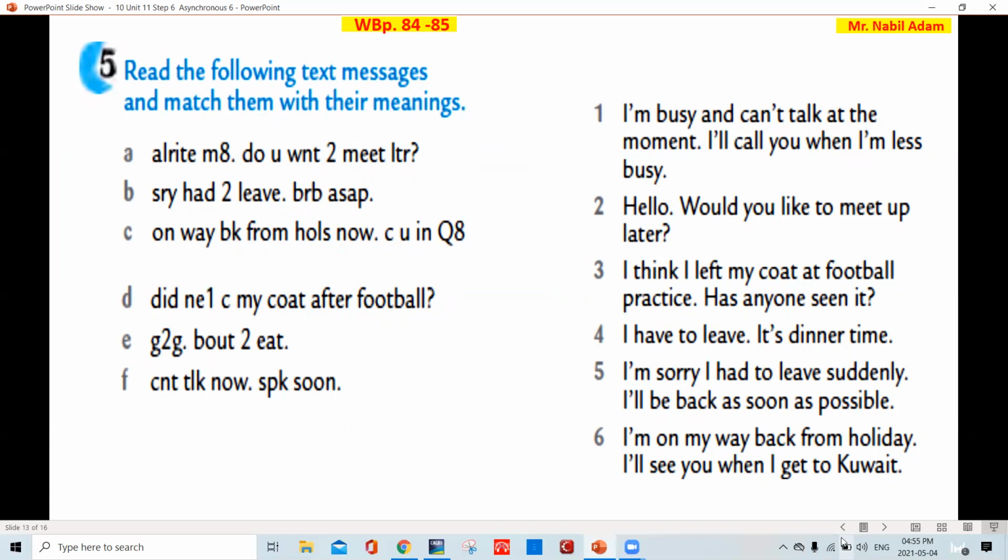All right, mate, do you want to meet later? Sorry, had to leave. BRB ASAP. ASAP. On my way back from hols now. Q8. See my coat after football. Got to go. About to eat. CNT talk now. Speak soon.